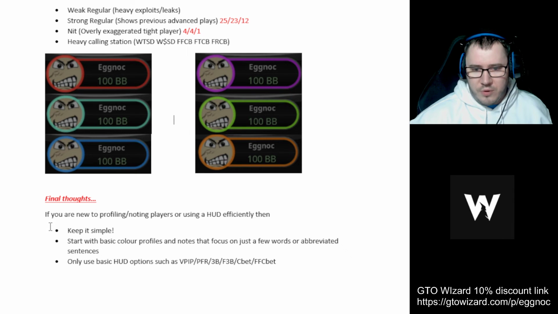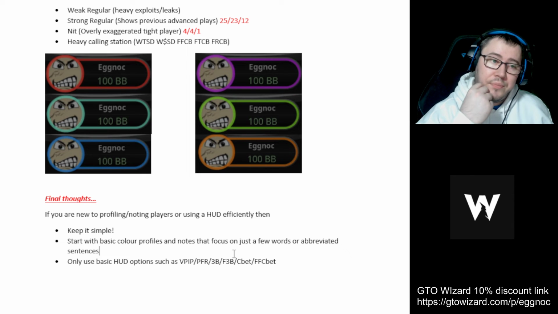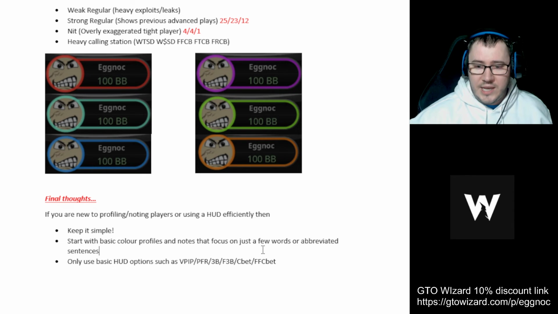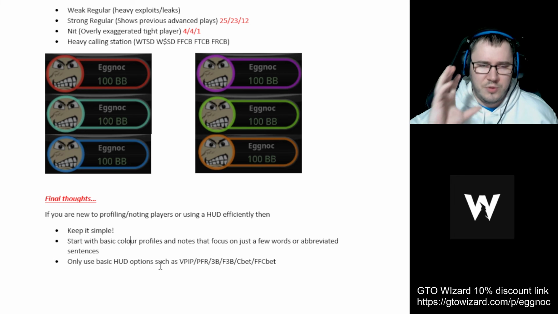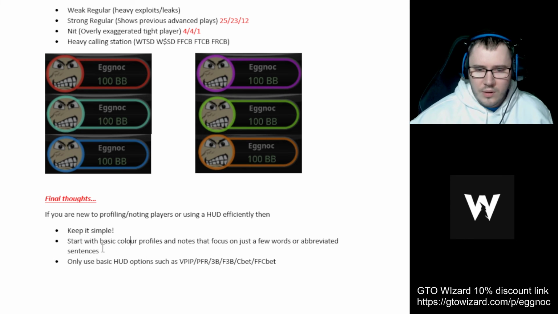So, final thoughts. If you are new to profiling or taking notes on players, or just using HUD stats in general, very, very easy points to remember. Just keep it simple, guys. Just keep to the very, very basics. Very, very simple notes. Very simple colors, easy to see, easy to identify. Not super detailed. Just small, specific pieces of information. Very basic color profiles and notes that focus on just a few words or abbreviated sentences.